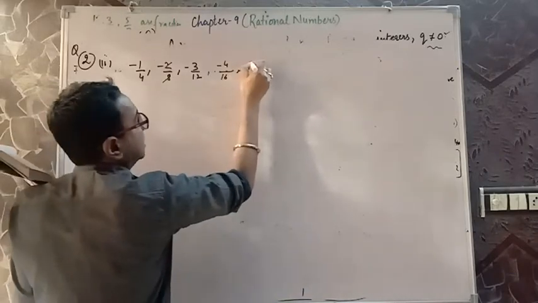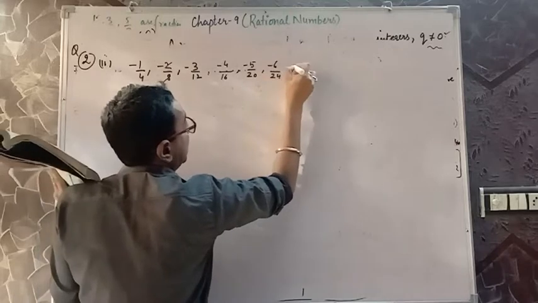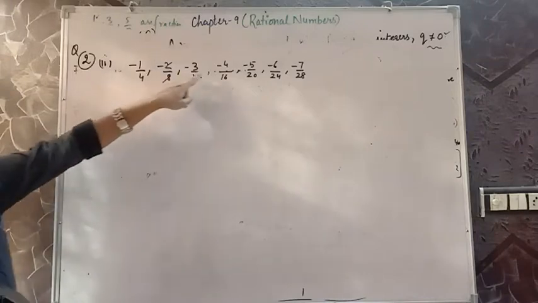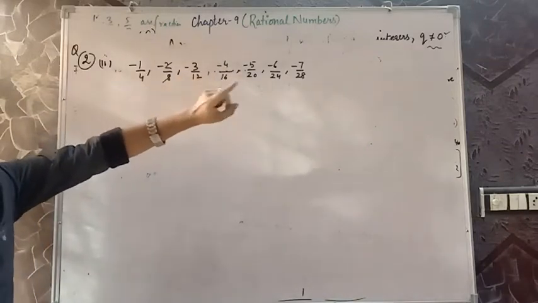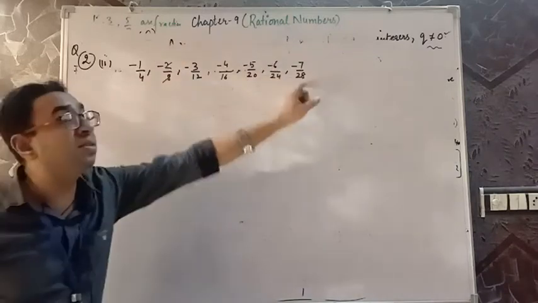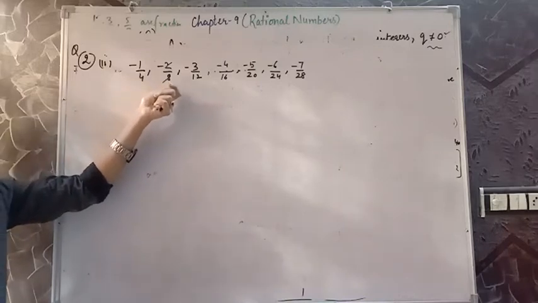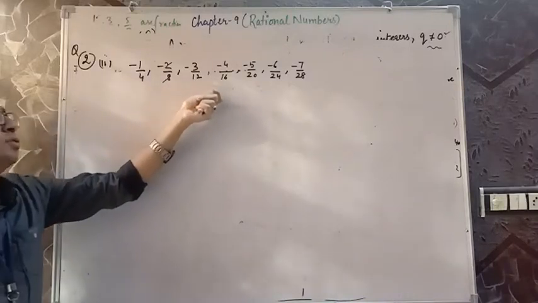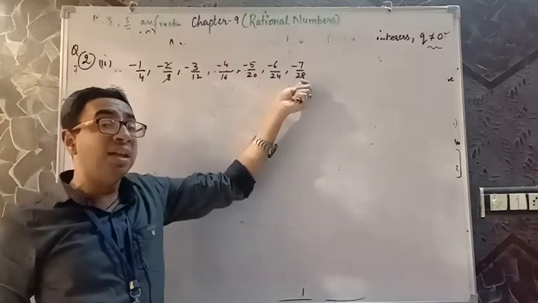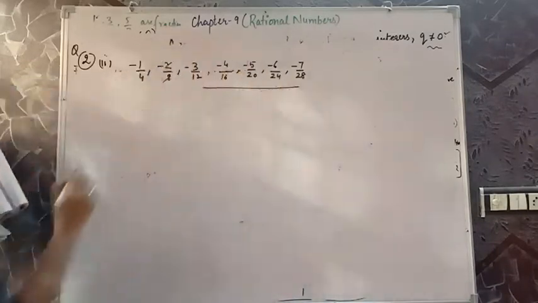Next, minus 5 upon 20. Next, minus 6 upon 24. Next, minus 7 upon 28. What is happening? Above it is increasing by 1, but you have to remember the minus sign also. Minus 1, minus 2, minus 3, minus 4, minus 5, minus 6, minus 7. And what is happening in the denominator part? It is increasing by 4. 4 plus 4, 8. 8 plus 4, 12. 12 plus 4, 16. 16 plus 4, 20. 20 plus 4, 24. 24 plus 4, that is 28. And if you cut these, you will be getting minus 1 by 4. This is the advantage of the pattern.